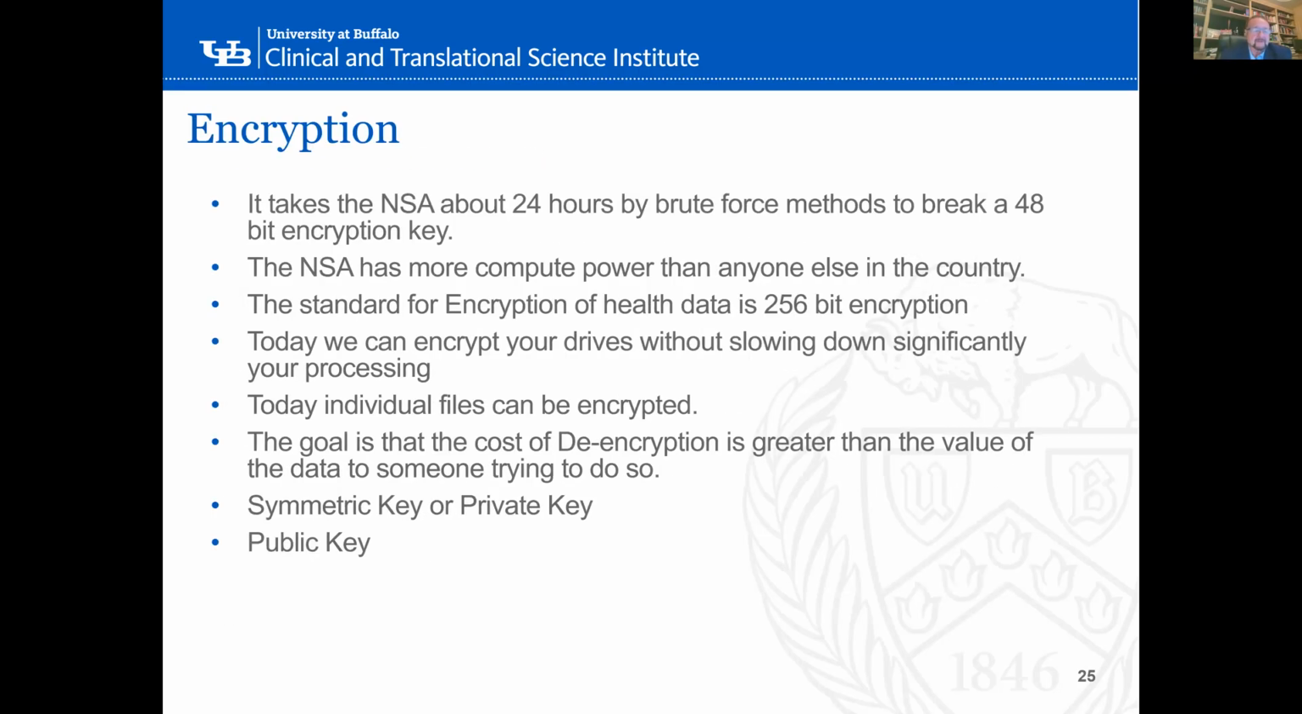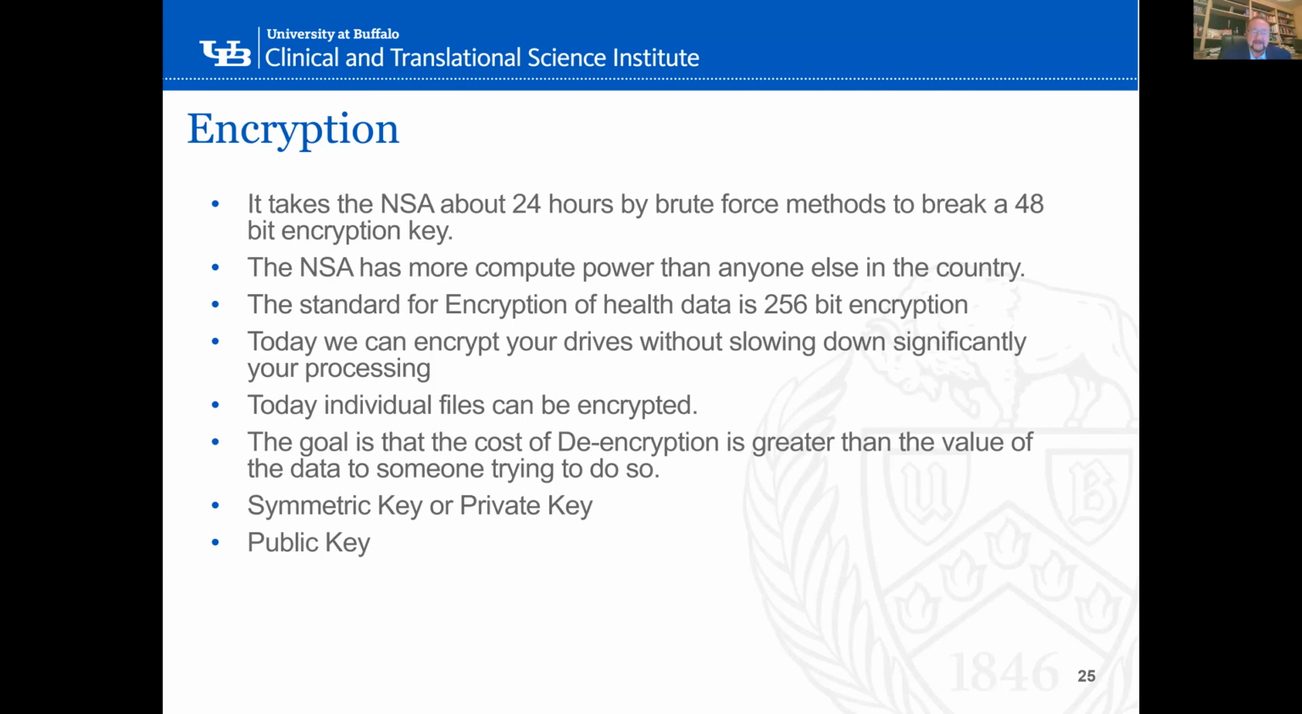Well, let's talk about encryption for a minute. So this is a few years ago, but it was said that it takes the NSA about 24 hours by brute force methods to break a 48-bit encryption key. It's probably about the 256-bit encryption key now. And for a while, you couldn't send health information out of the country encrypted more than 48-bit. But they decided that the health of people and their security and privacy was worth more than national security. They were worried that somebody who was a terrorist would send messages in health encryption data.